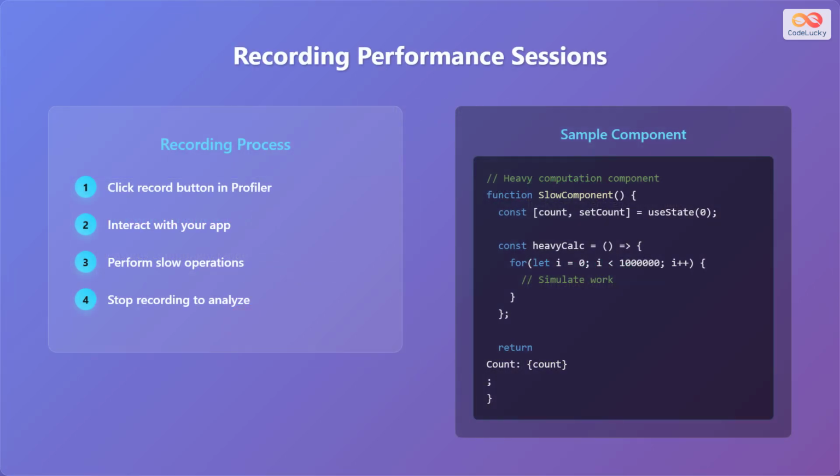Recording performance sessions. To record a performance session, follow these steps. First, click the Record button in the Profiler tab. Second, interact with your application as a user would. Third, perform the operations that you suspect are slow. Finally, stop the recording to analyze the performance data. The example code shows a slow component with a heavy calculation inside.